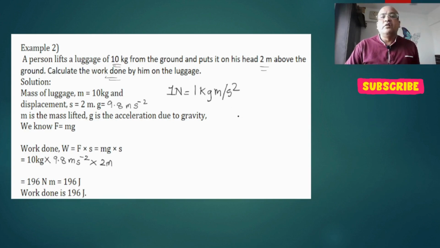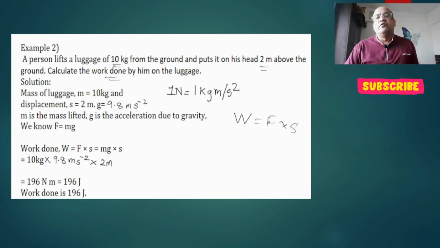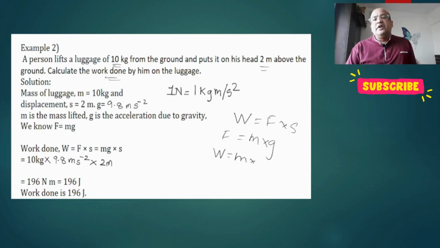We know the formula of work. Work is nothing but force into displacement. So force is nothing but m into g in this case. Why? Because force is mass into acceleration, but here it's acceleration due to gravity. So we can consider m into g. So my work will be m into g into s. Mass of the object has been given, displacement 2 meters has been given, and the value of g is 9.8 meter per second square.